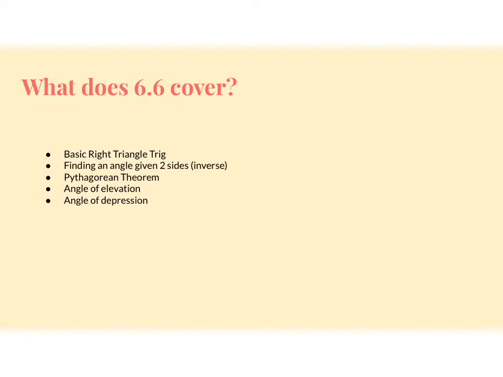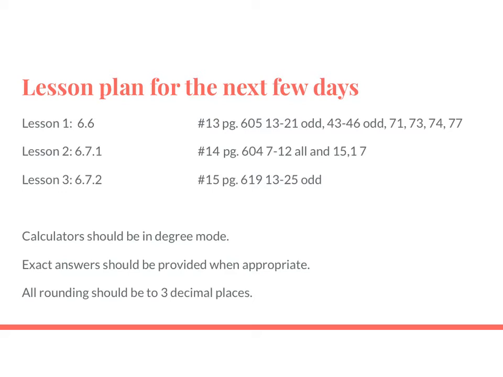The next few days we're going to be working on assignments 13, 14, and 15, all out of the textbook. This will follow a WAMAP assignment. Please remember that your calculator should be in degree mode for all of these questions, and then you want to round to about 3 decimal places. If you notice that the triangle is a 45, 45, 90 triangle or a 30, 60, 90 triangle, then your exact answers should be provided and there will be no need for decimals.